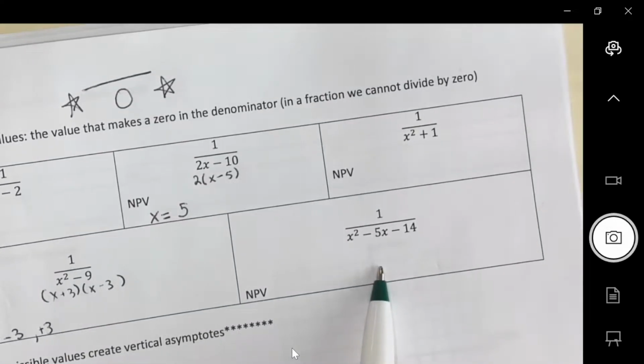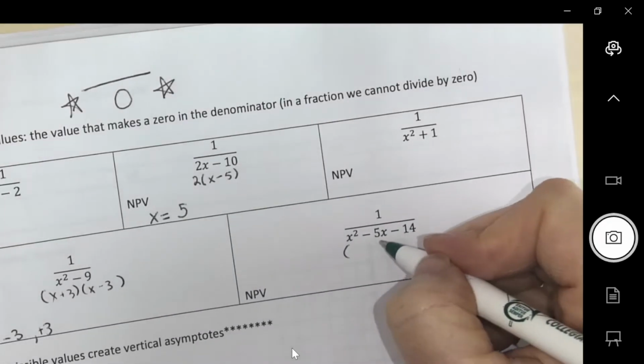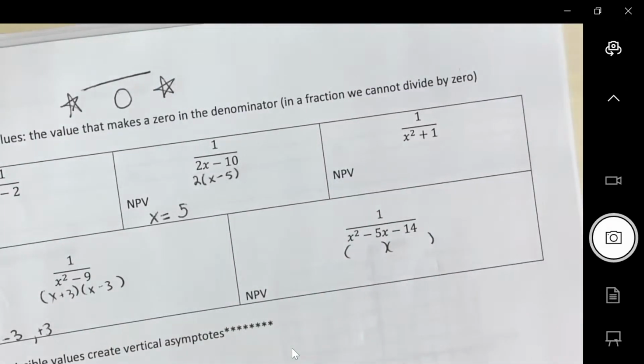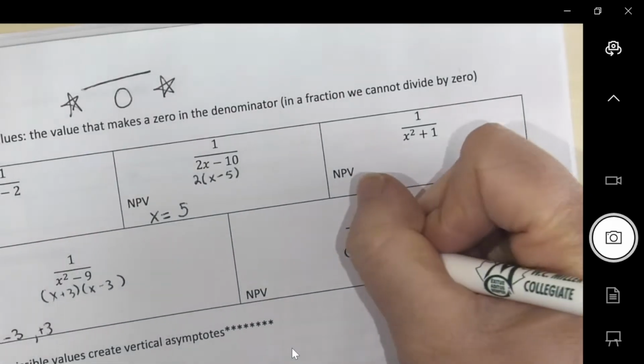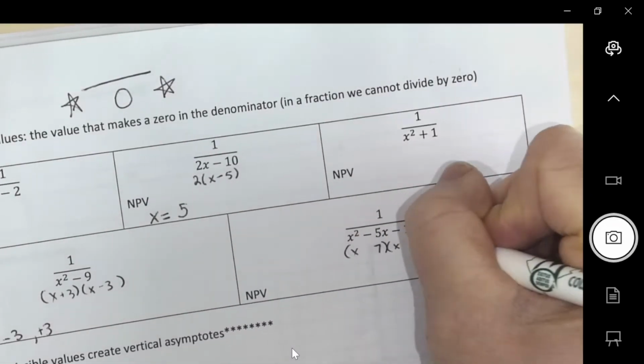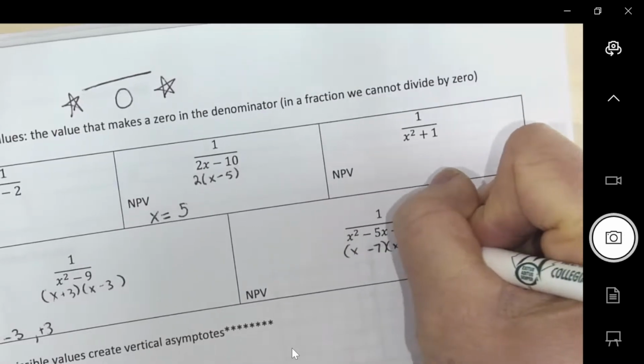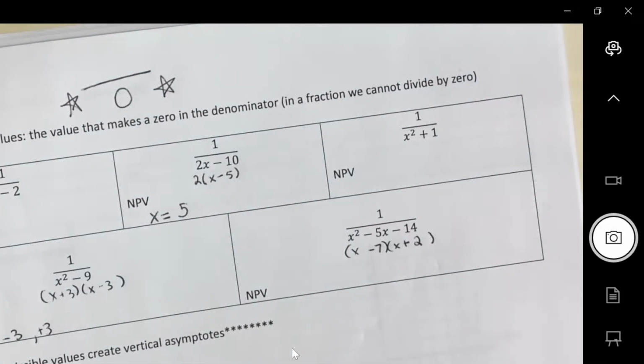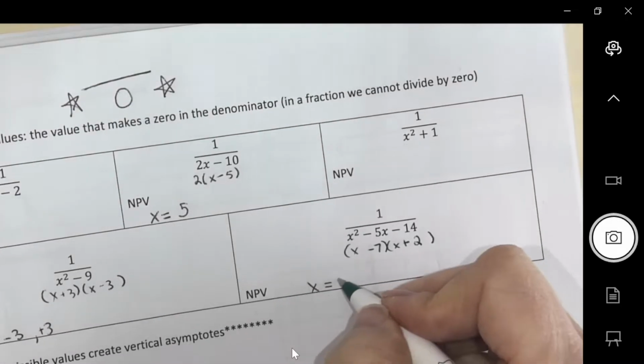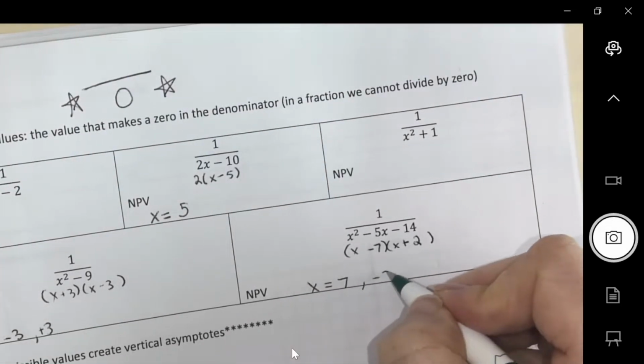Okay, the last one. Do you recognize the style? Simple trinomial. What multiplies to 14? 7 times 2. Okay, so the non-permitted values for X are 7 and -2.